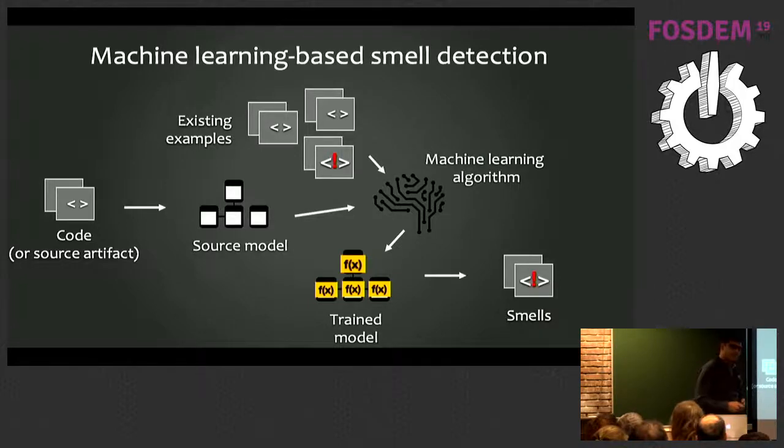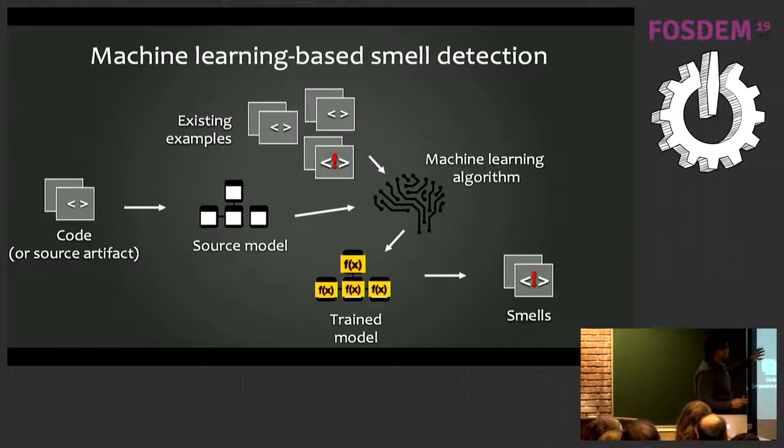Recently, some attempts have been made to detect smells using machine learning. And this is, again, a very high-level view of what people do when they want to detect smells using machine learning. So you have source code, and you again prepare some sort of a source model. You have a machine learning algorithm. Again, there are different kinds of machine learning algorithms that you may apply.